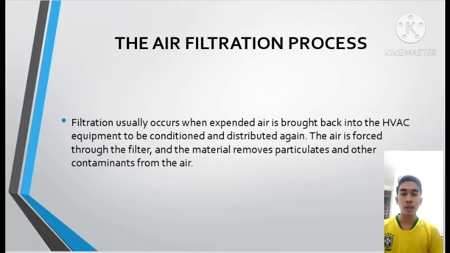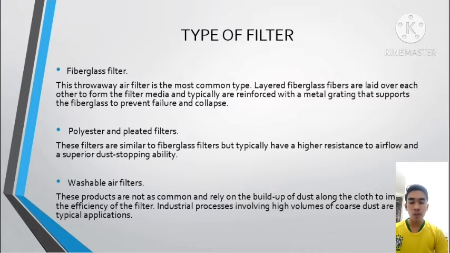We move to the process of the filter. Filtration basically occurs when the exhausted air is brought back into the HVAC equipment to be conditioned and distributed again. The air is forced through the filter, and the material removes particulates and other contaminants from the air. There are a few types of filters. The first one is the fiberglass filter. The fiberglass filter is by far the most commonly used air filter. Layers of fiberglass are laid over each other to form the filter media and are basically reinforced with a metal grating that supports the fiberglass to prevent failure and collapse.